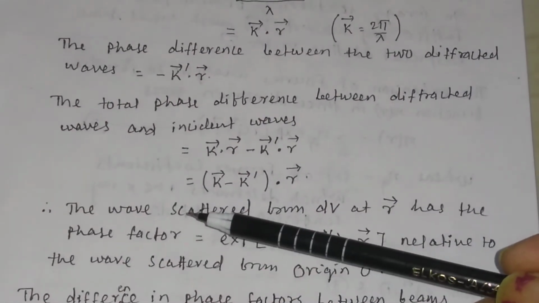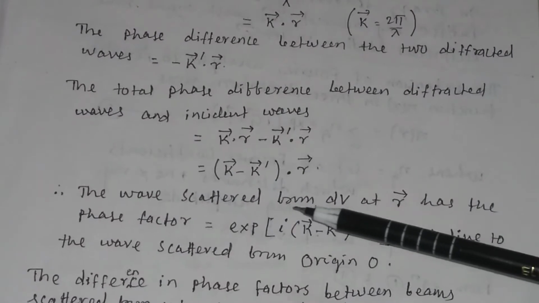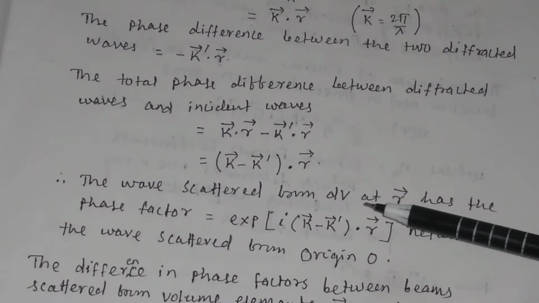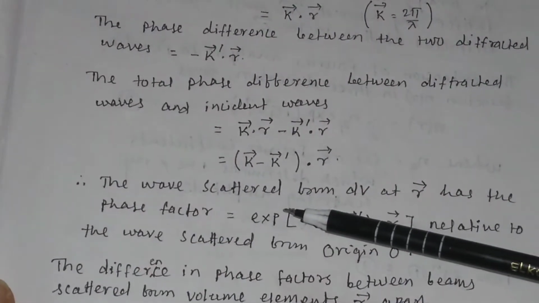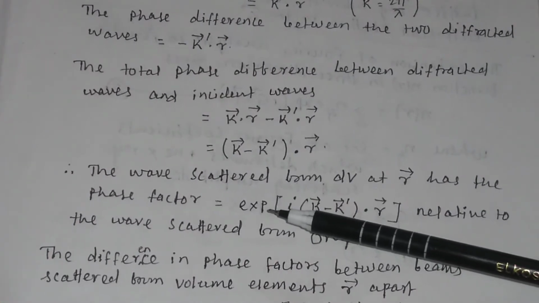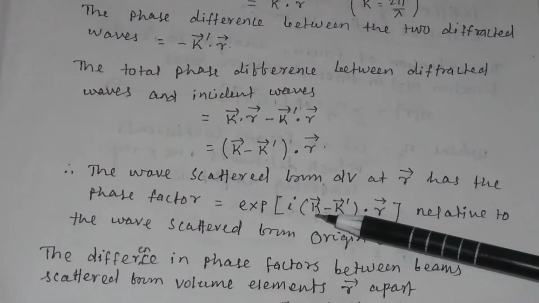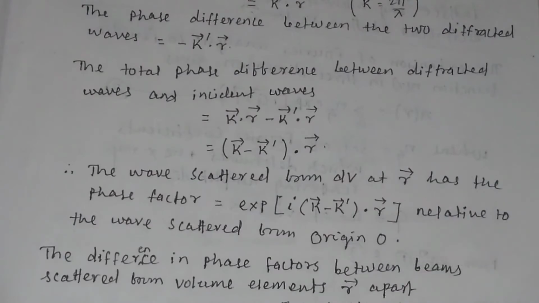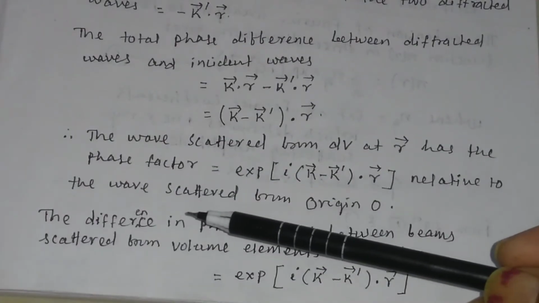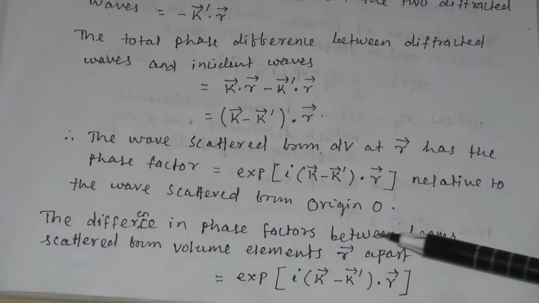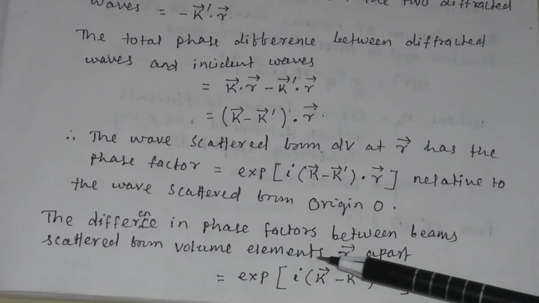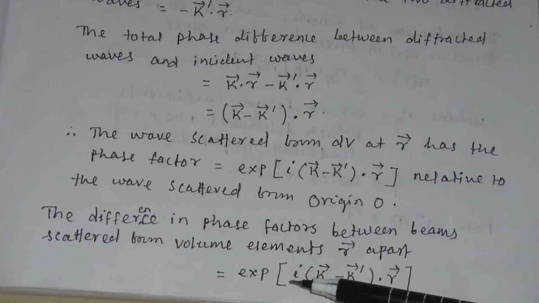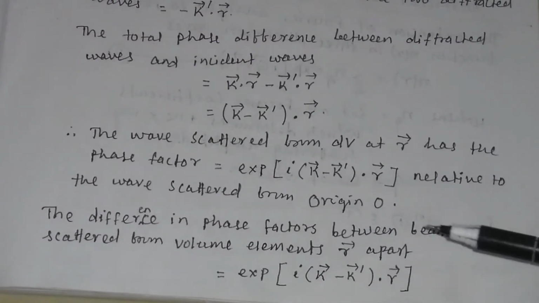You should remember this. This is very important. The wave scattered from the volume element dV, which is at r vector, has the phase factor exponential i k minus k dash dot r relative to the wave scattered from the origin O. This is also called the difference in phase factors between beams scattered from volume elements r apart, which is equal to exponential i k minus k dash dot r.